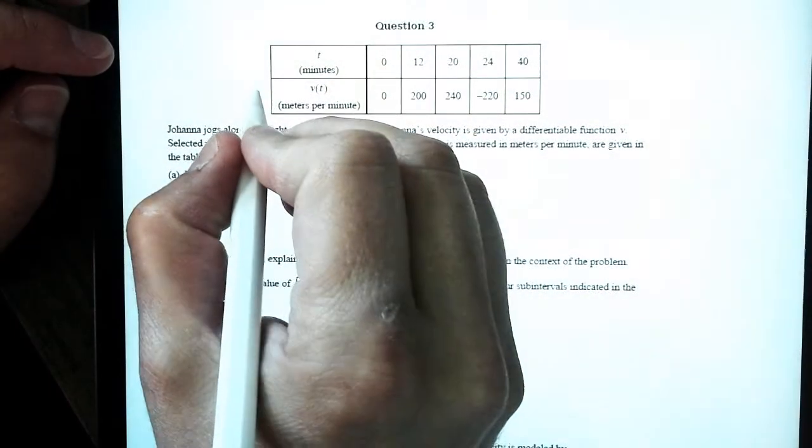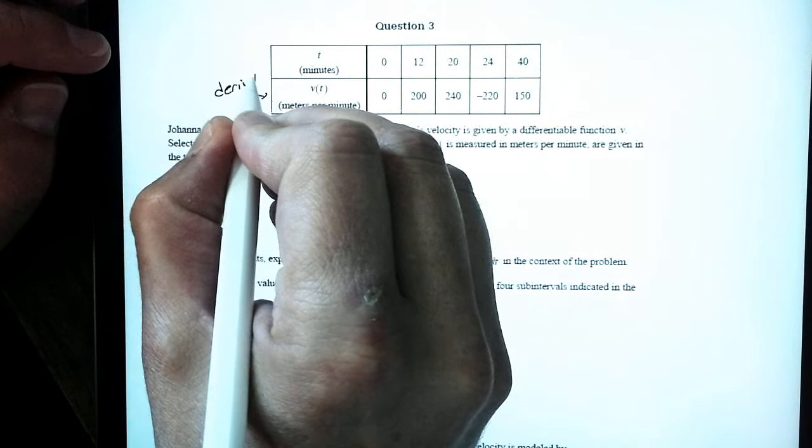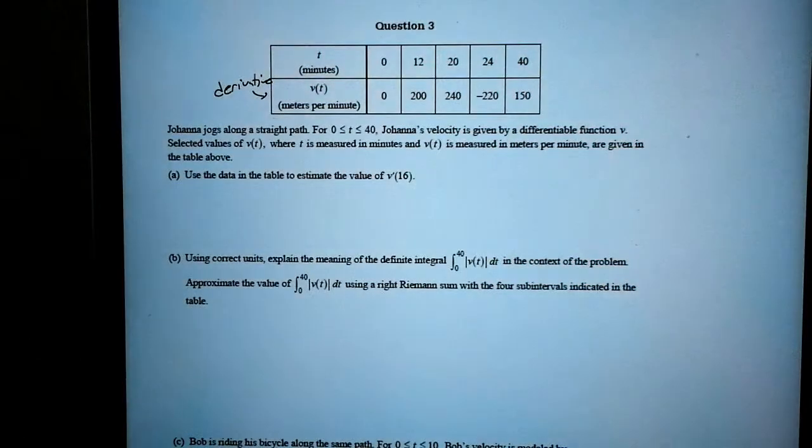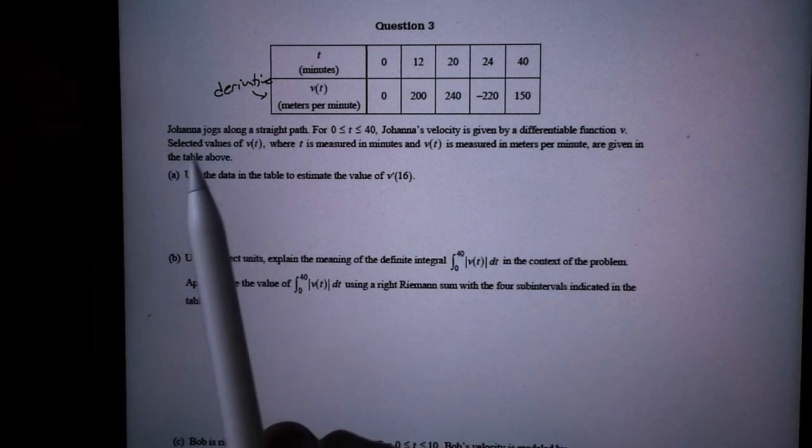One, it's telling me that we're given velocity. Now velocity, we know, is the derivative of our position graph. So right away I'm thinking I'm probably going to have to do a Riemann sum or a trapezoidal type of sum somewhere in this problem right here. So let's go ahead and read this.